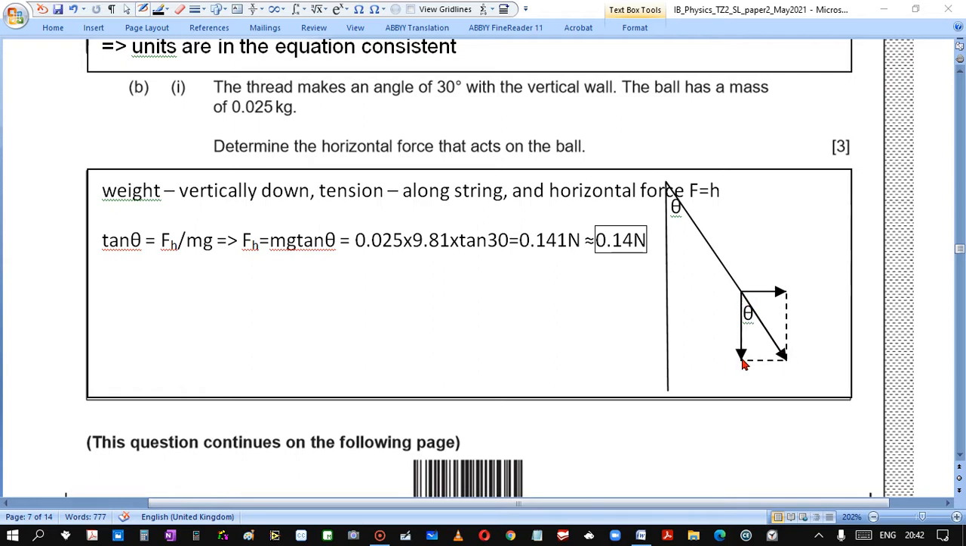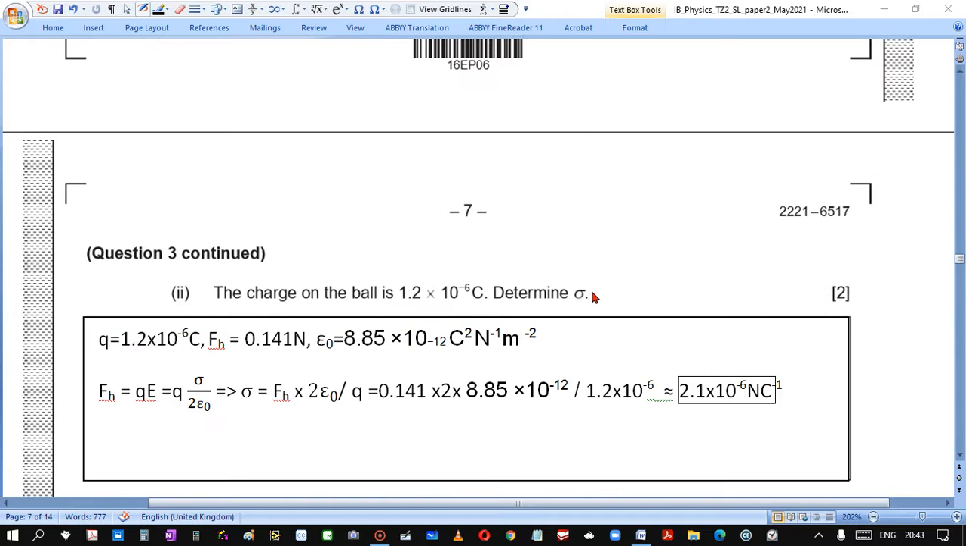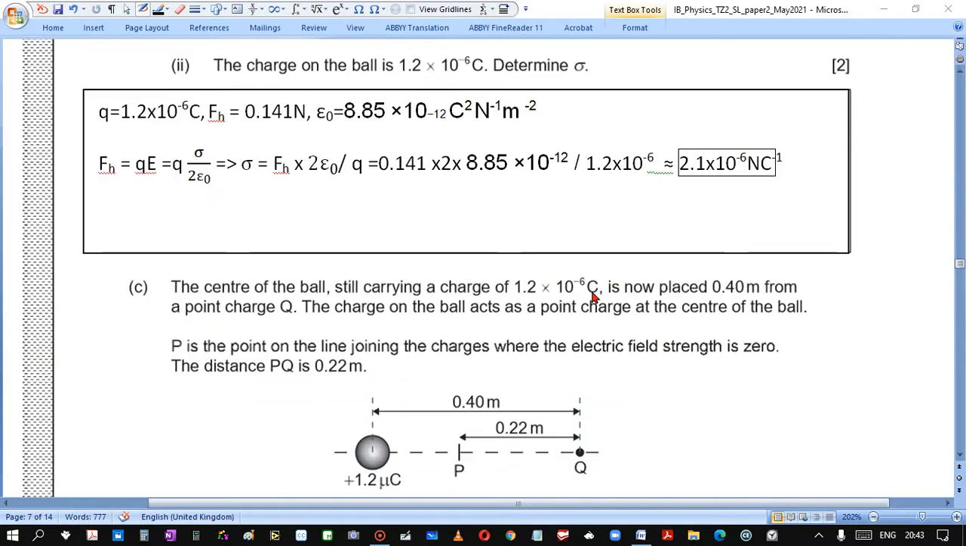So we have actually a triangle of forces, and tangent equals horizontal force by weight. So horizontal force equals mg tangent. g is 9.81. Mass is given. So we use a calculator and we get 0.14 newton, to two significant figures.